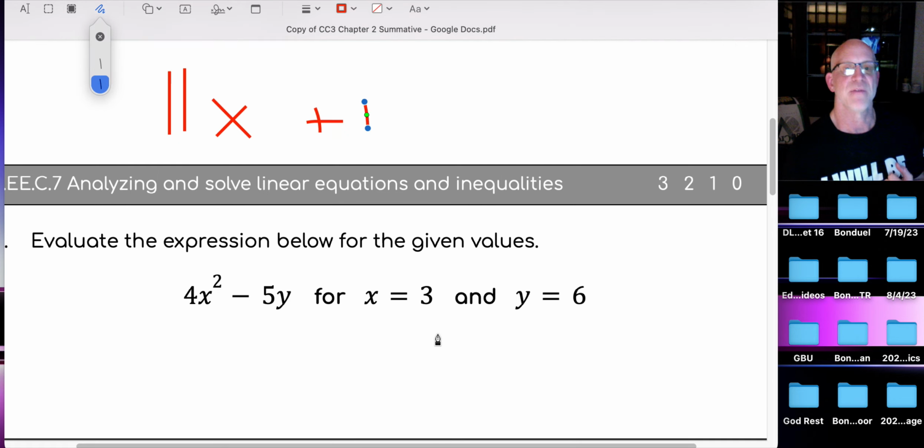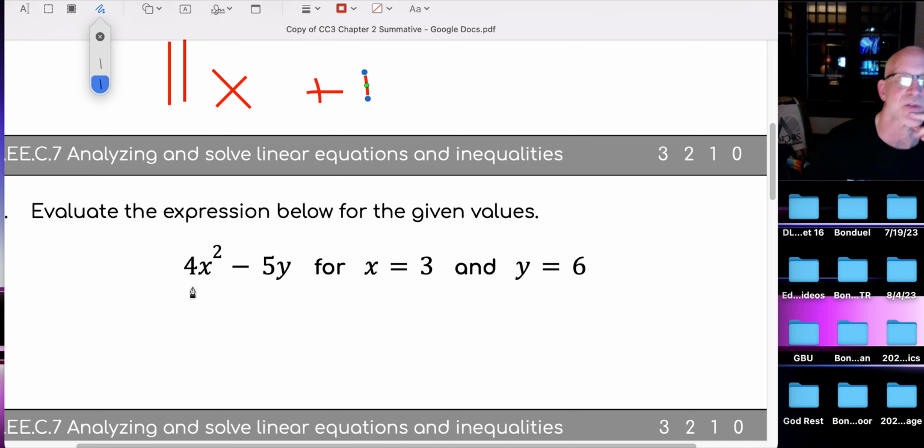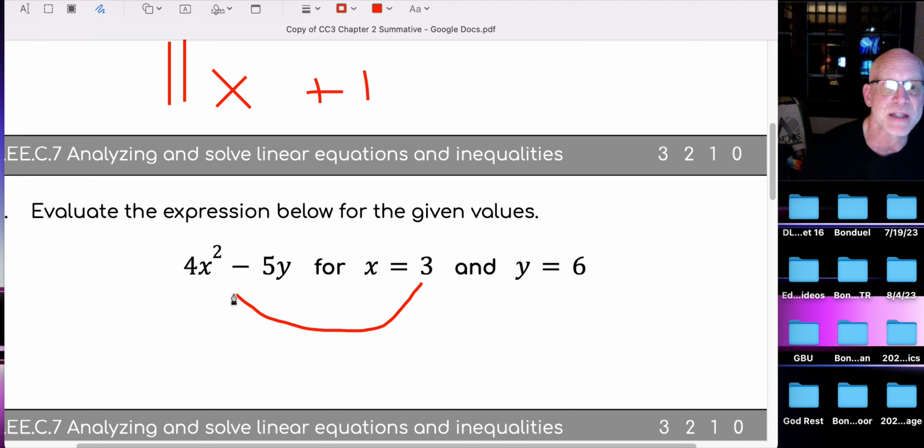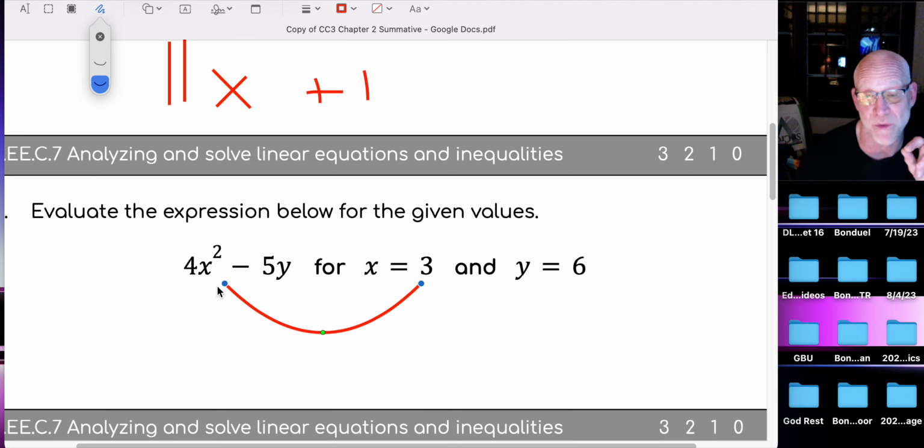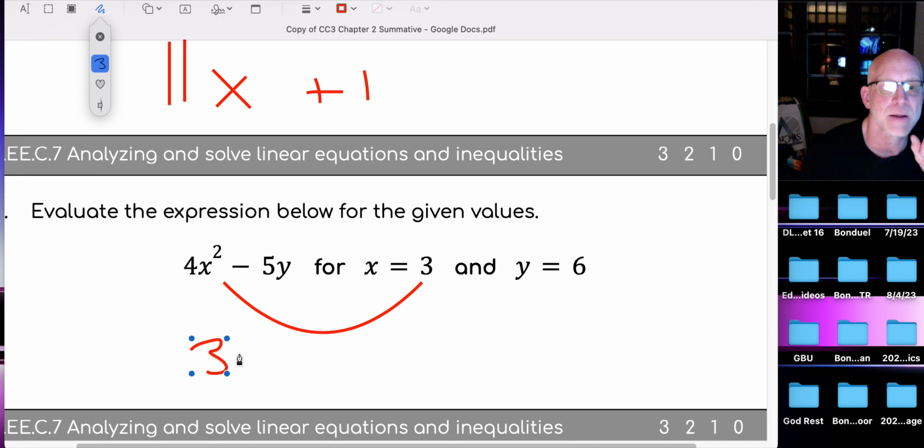This one, evaluate the expression for the given values: 4x squared minus 5y for x equals 3 and y equals 6. So we take 3 and we just bring it into there, just like that. So 4 times 3 times 3. Now I saw some people go 4 times 3 is 12. Then they went 12 squared is 144. But actually what we want to do is the exponents first. Exponents first. So we go 3 times 3 is 9, times 4 is 36.